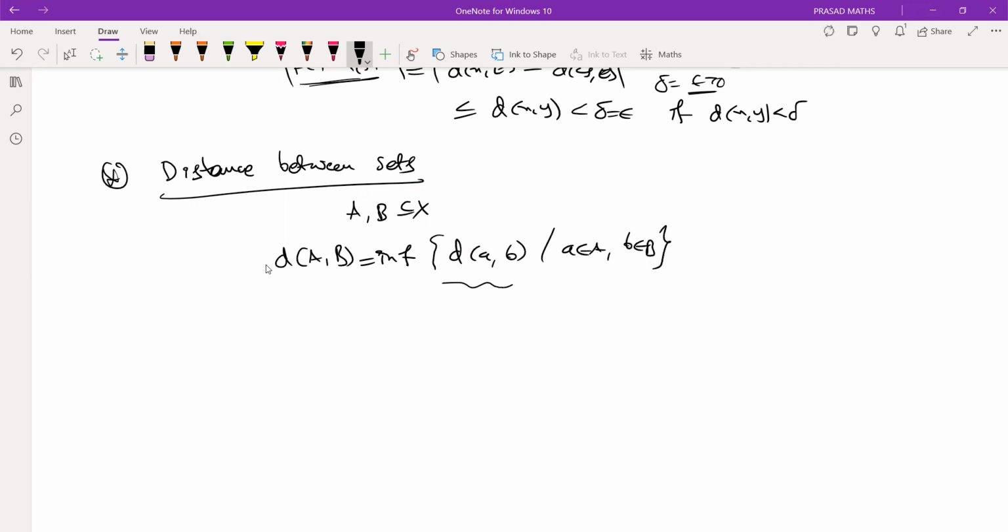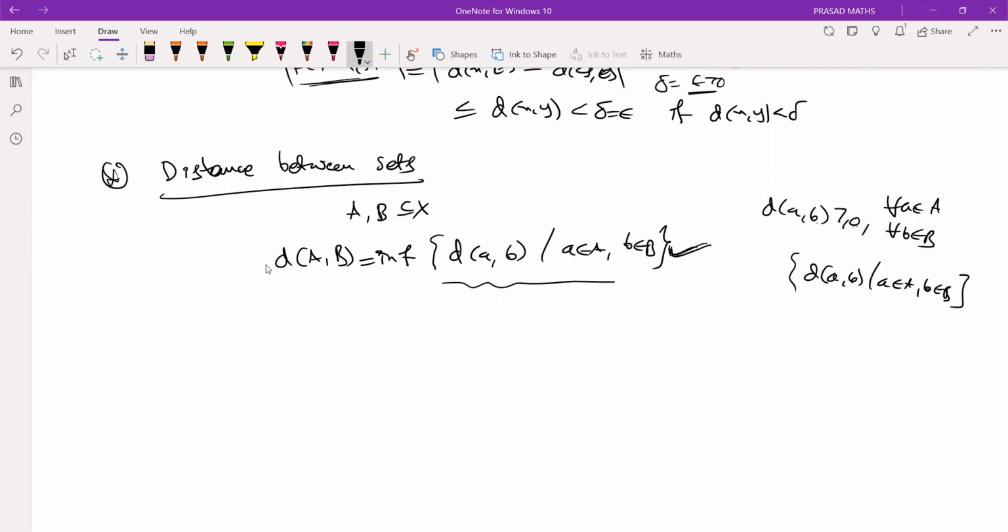This makes sense, because any distance between any two points is always non-negative. Yes or no? Whether this infimum exists or not, you need to check it. The infimum for a set need not exist, you already know that. But you know that 0 is a lower bound for this set, for a in A, b in B. Once 0 is a lower bound and it's a non-empty set, automatically any set which has a lower bound has an infimum by the completeness property. Therefore, it makes sense. This definition is meaningful. It is a well-defined definition, right?